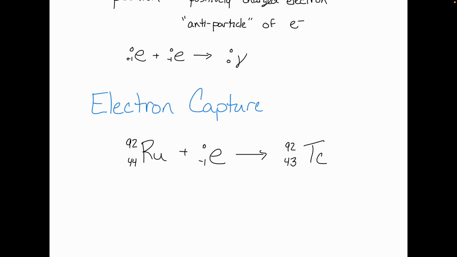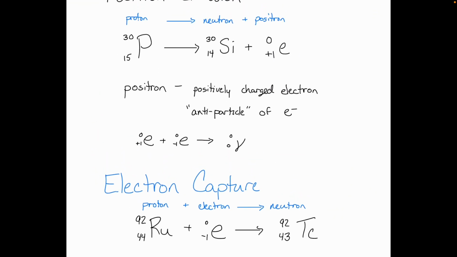All right, so electron capture: we have our nucleus reacting with an electron. What happens is a proton plus an electron is converted to a neutron, right? Because my mass number stays the same, it's just my atomic number that goes down.